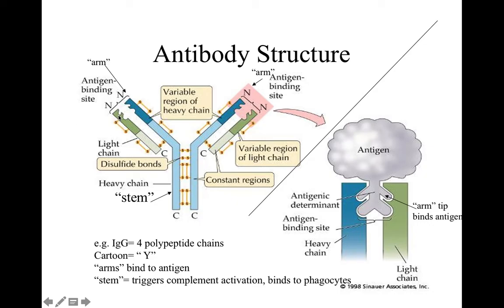And we can see here, folks, that IgG is made up of 4 polypeptide chains. There's 2 short chains, this one and that one, and those are called the light chains. And then there's 2 long chains, this one and that one. Those are called the heavy chains, right?